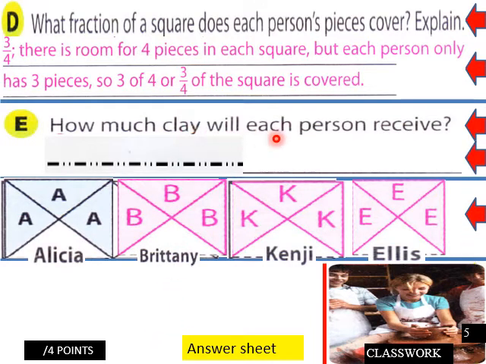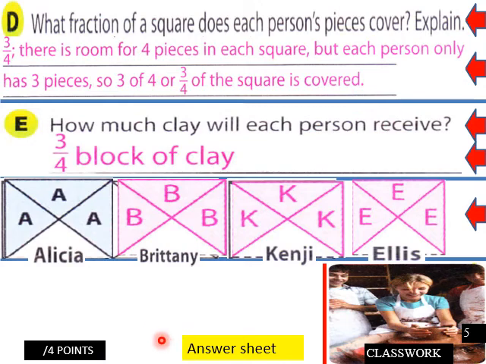How much clay will each person receive? So 3/4 of a block of clay. So we've really reiterated that several times, and teachers, give your students time to respond to these questions. Ask your students to come to the board first before you do a quick reveal like I've done in this preview.